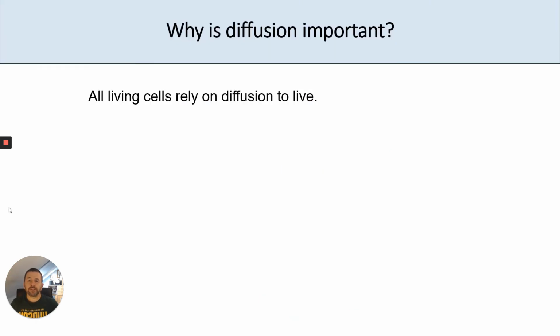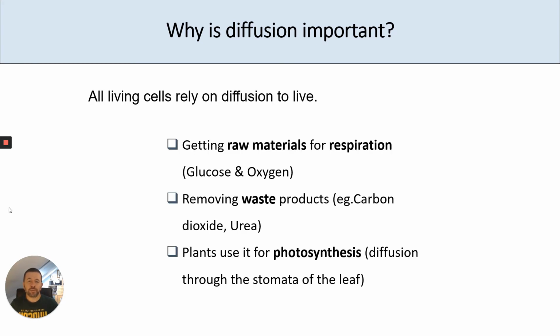So why is diffusion important? Well, all living cells rely on diffusion to live, so they need to get raw materials for such things as respiration, so glucose and oxygen. You need to remove waste products from your cells like carbon dioxide and urea, and plants use it for photosynthesis, so diffusion occurs through the stomata at the bottom of the leaves.